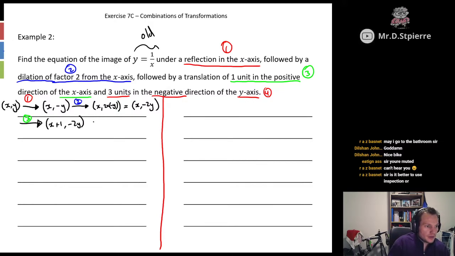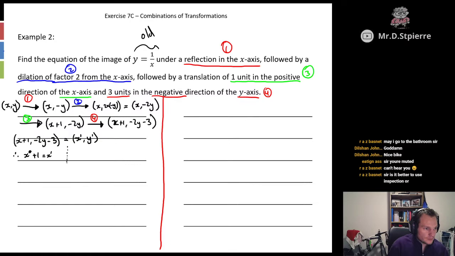And now we apply our last transformation to that, transformation number 4, which is 3 units in the negative direction of the y-axis. So x plus 1 stays the same. We have our negative 2y, and on top of that, we are now going to subtract 3. So we've now built our final transformation: x plus 1, negative 2y minus 3 is equal to x dash, comma, y dash. Therefore x plus 1 equals x dash, and we have negative 2y minus 3 equals y dash.